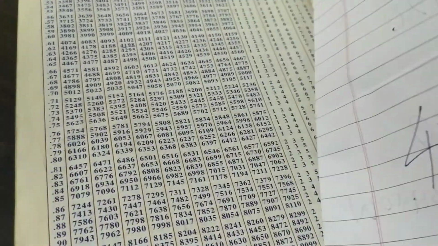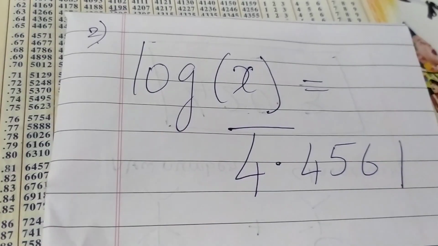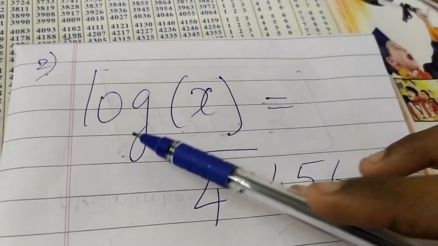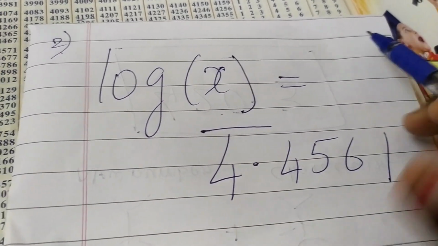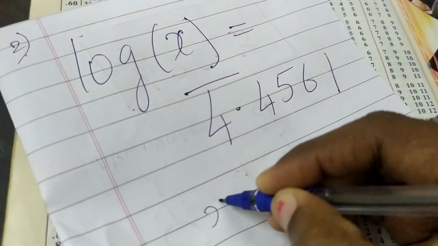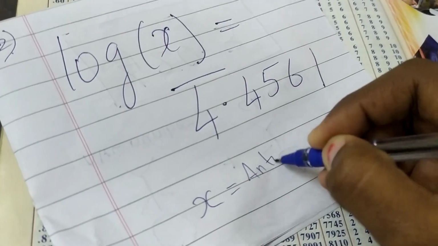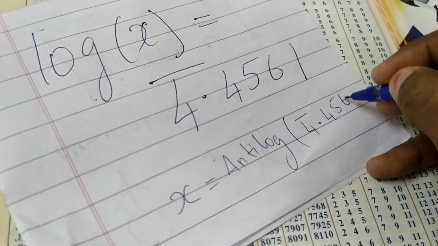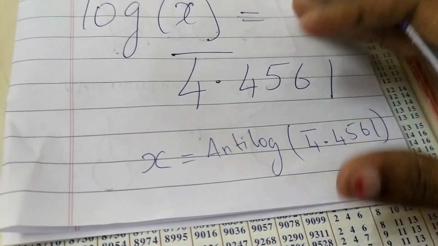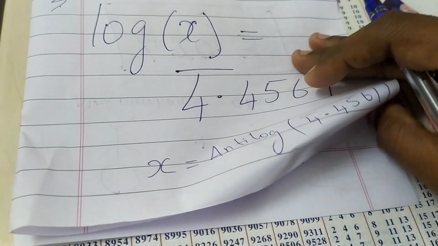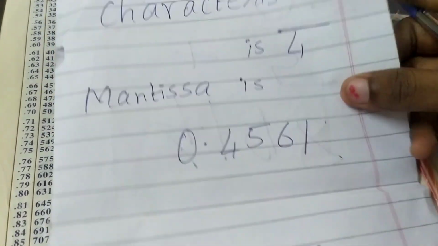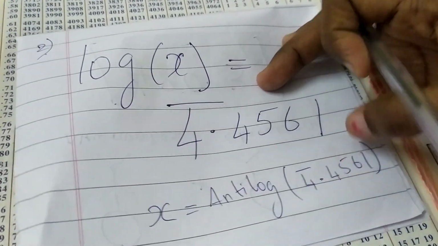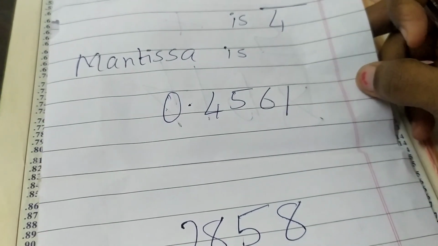Now I am going to tell you how to find the antilogarithm for a negative number. See here you have another number, log x is equal to 4 bar point 4561. To find the antilogarithm, x is equal to antilog of 4 bar point 4561. Here the characteristic is 4 bar and the mantissa is the remaining part, which is 0.4561.